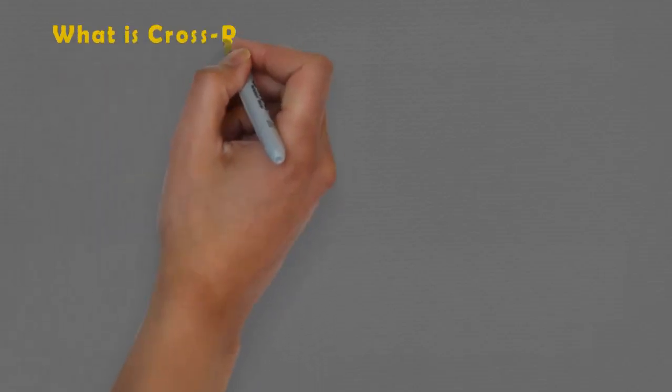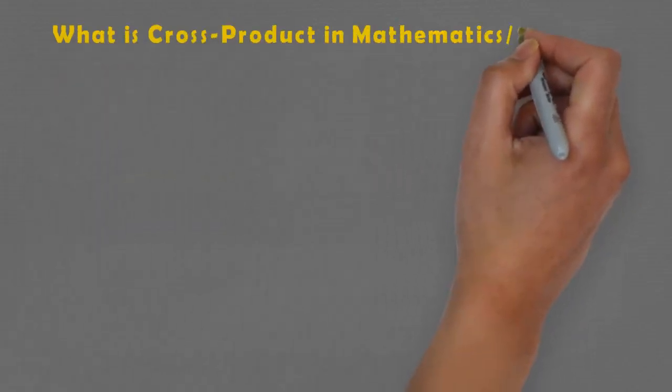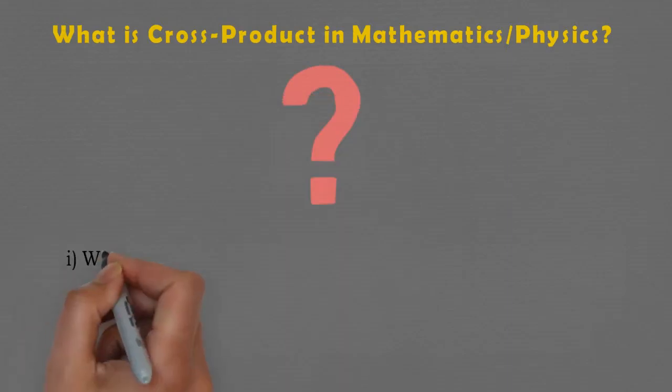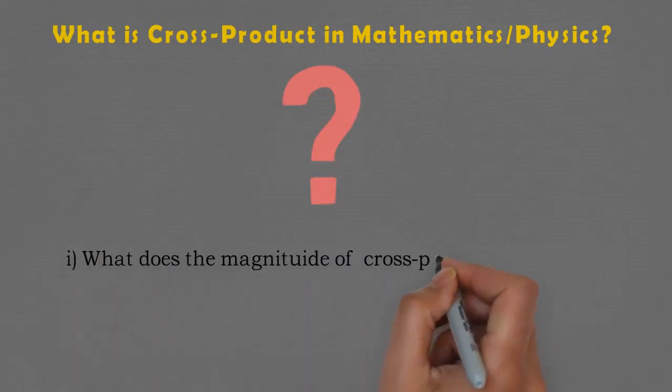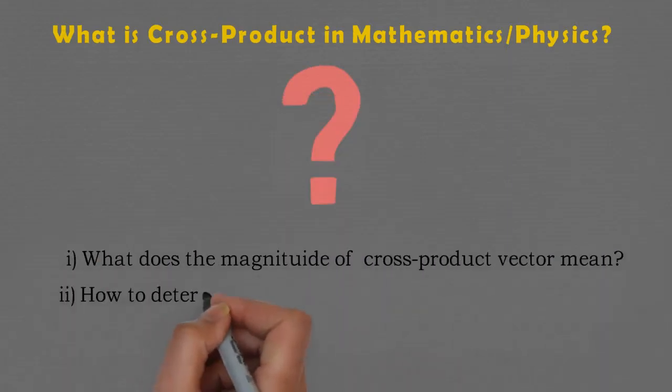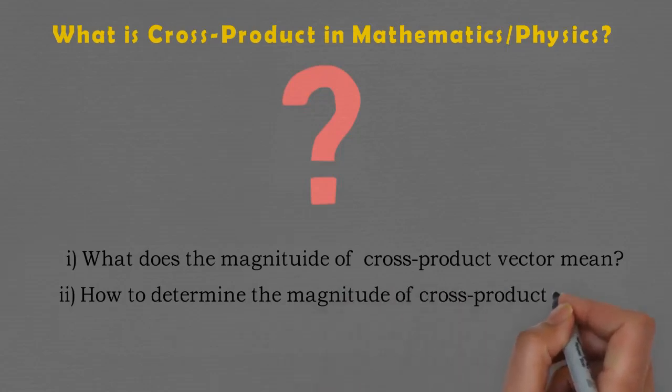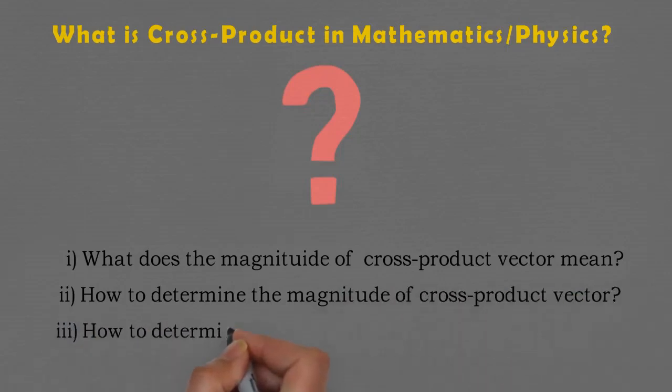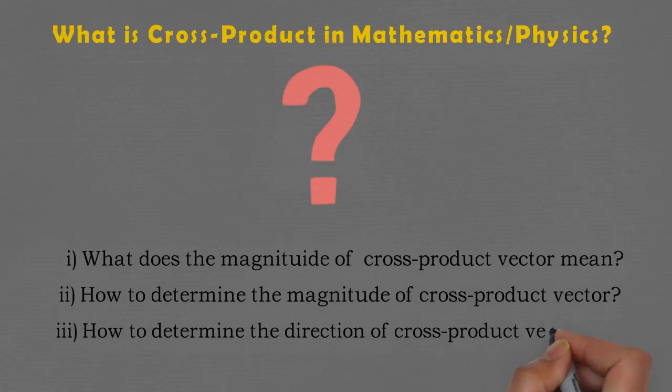Welcome to the video. This video is about cross product of two vectors. More specifically, I will explain what is the meaning of cross product vector magnitude and the methods that can be used to determine its magnitude and how to find out its direction using right hand rule. So let's begin.